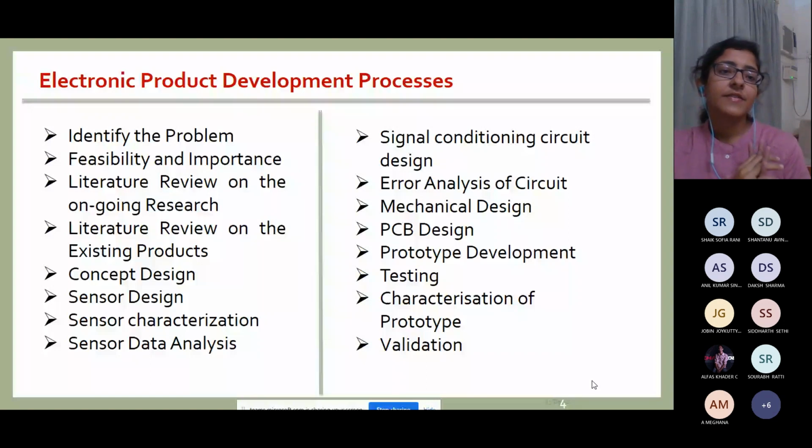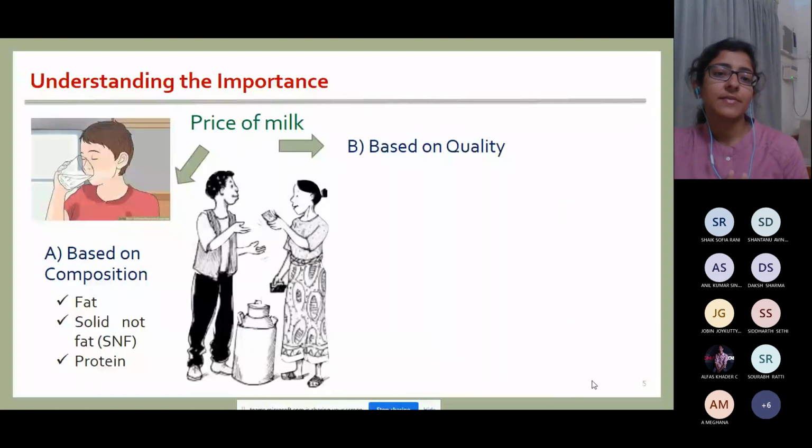What I have seen in this practical study is that milk is one of the staple foods consumed all around the world. If we see the price of milk, it is based on the composition, that is fat, solid not fat, and protein in the milk. Another factor is quality. We generally prefer packaged, branded milk. We don't want loose milk because we prefer to have quality. That's why we go for packet milk.